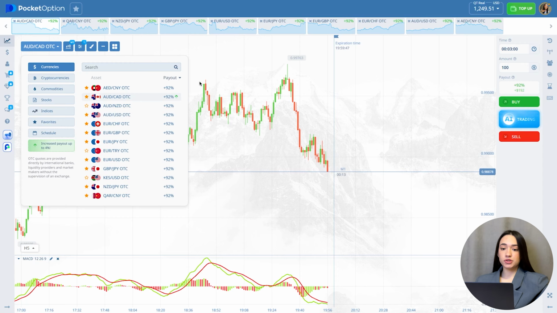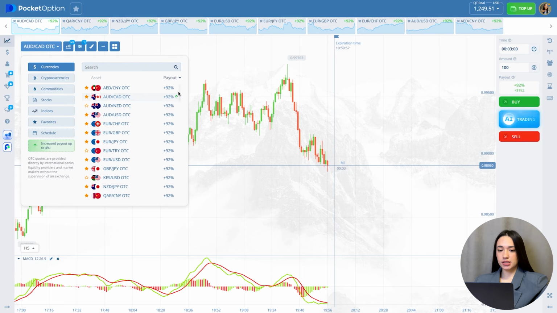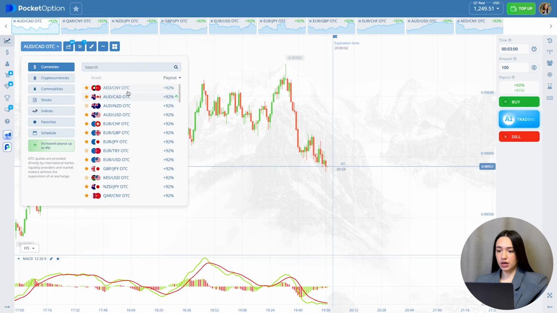So guys, we've moved to the broker and I already selected all the currency pairs with the most stable price movement and the highest payout percentages. And as you see, the maximum payout percentages are currently available on all the selected currency pairs.